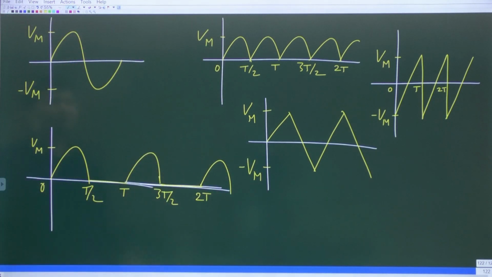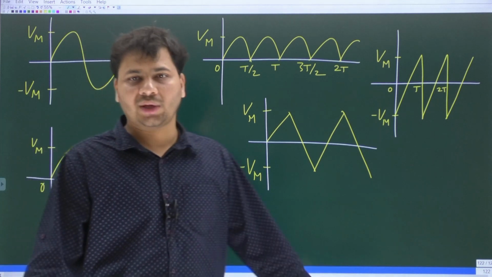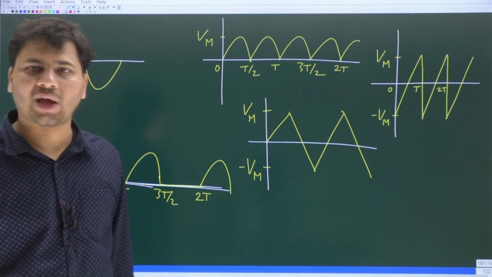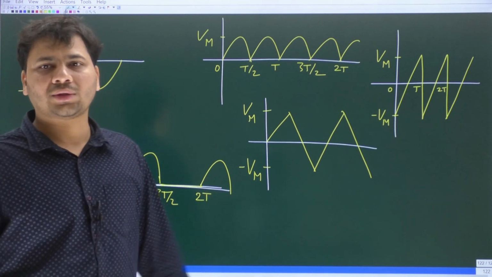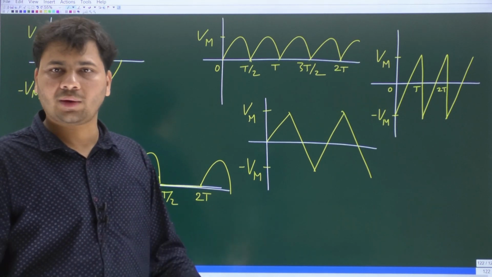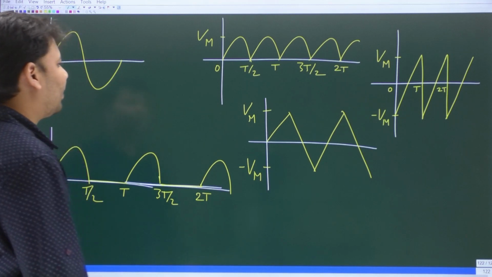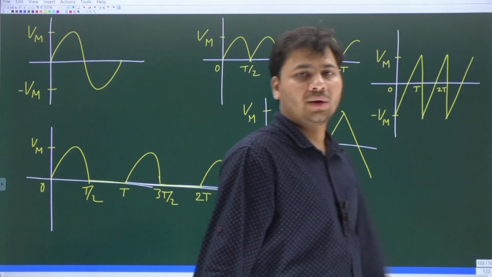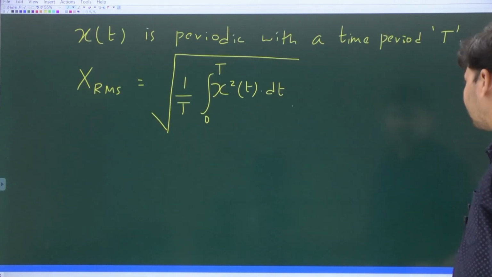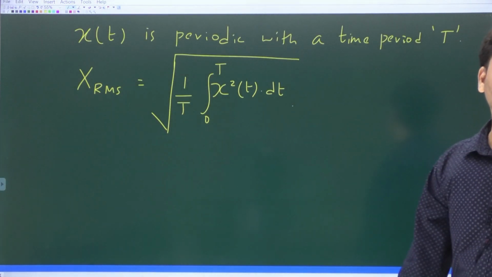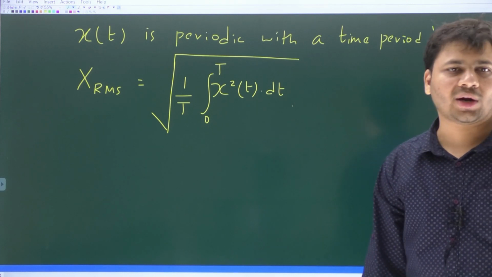So for all the waveforms, the amplitude is the same, equal to Vm. And all are periodic signals. I told you that for every periodic signal, we can compute the effective or RMS value. And this is the way to calculate the RMS value of any periodic signal.